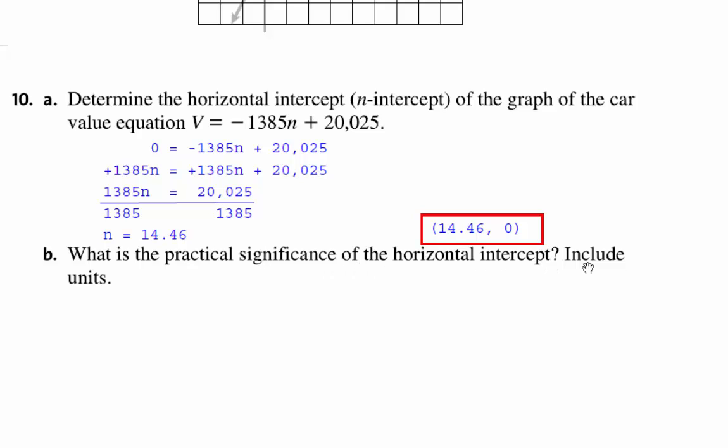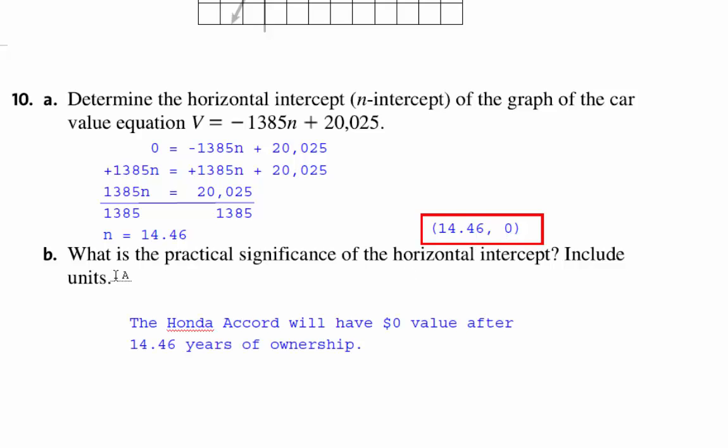10b asks, what's the practical significance of the horizontal intercept? Include units. So remember, the input represents number of years or the age of the car, and the output represents value. So this is really telling us that if the age of the car is 14.46 years, the value of the car will be 0.